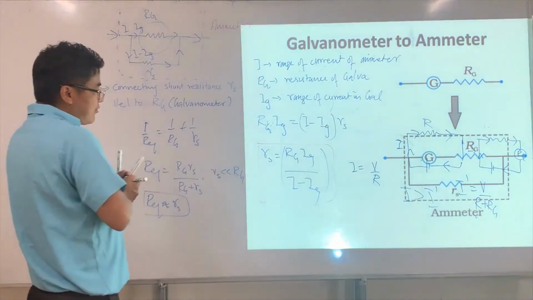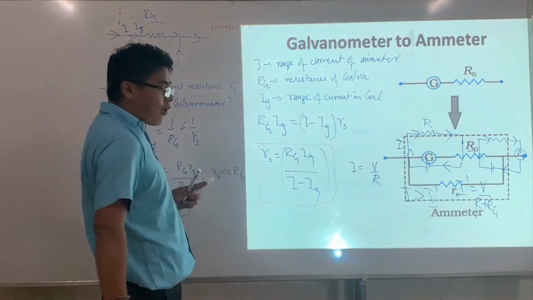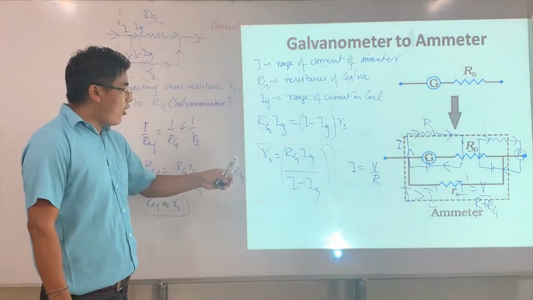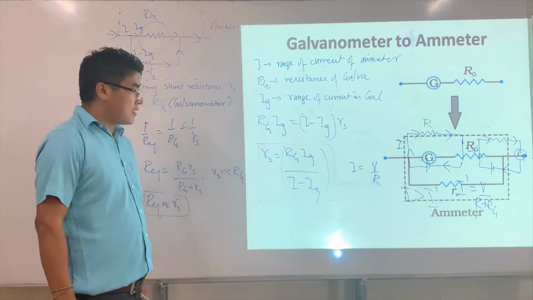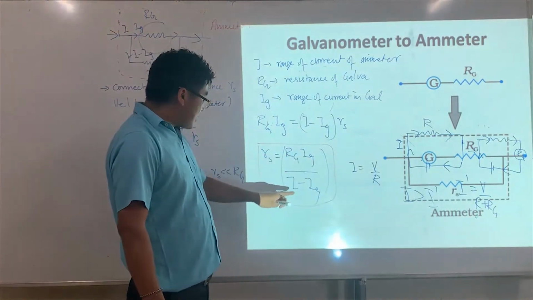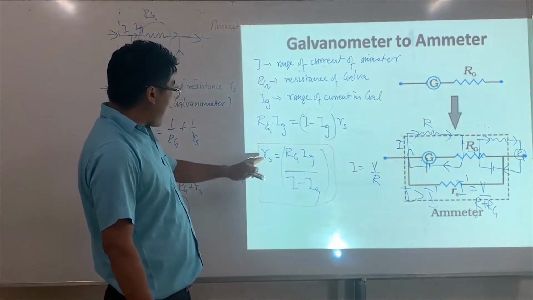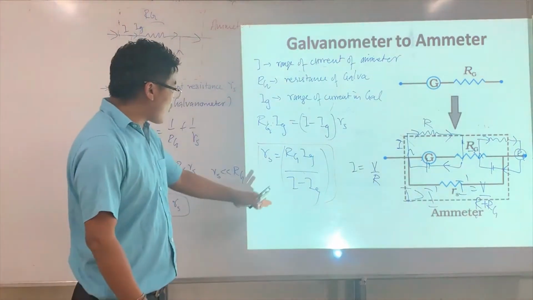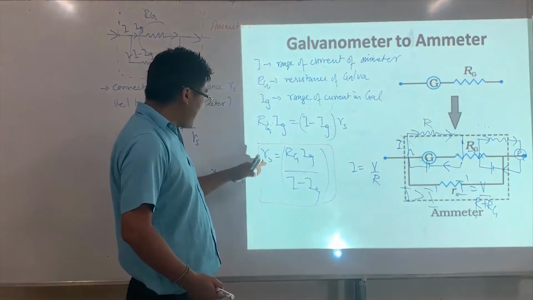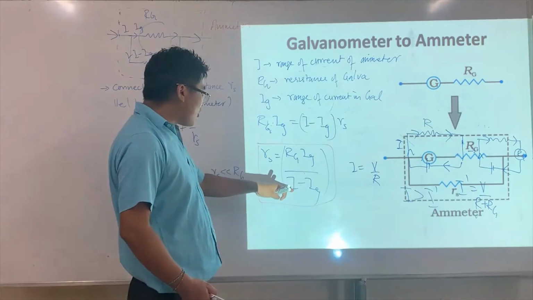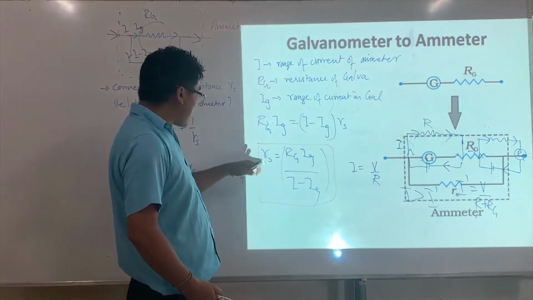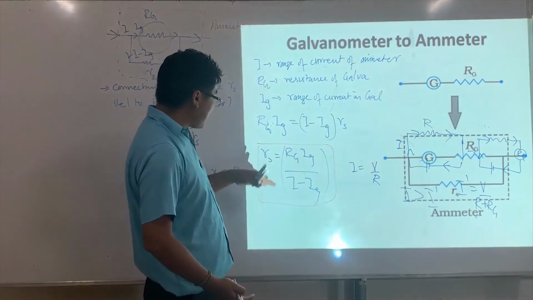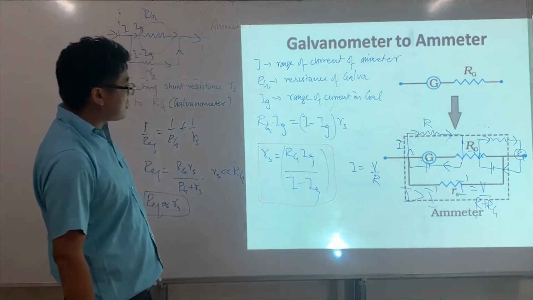So depending on the range of currents, these two are constants. Depending on the range of current, Rs is going to change. If the range of current is high, then Rs is going to be less. If the range of current is low, then Rs is going to increase. So this is what we have.